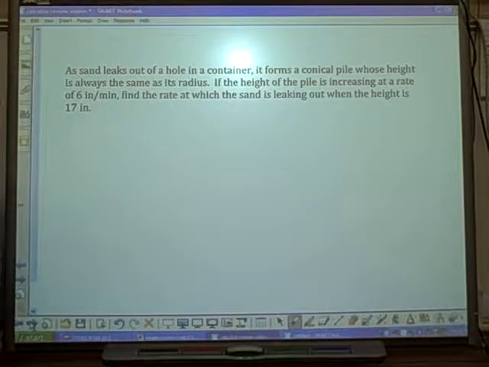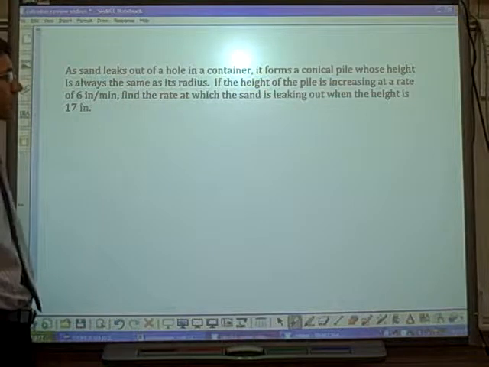As sand leaks out of a hole in a container, it forms a conical pile whose height is always the same as its radius. The height of the pile is increasing at a rate.